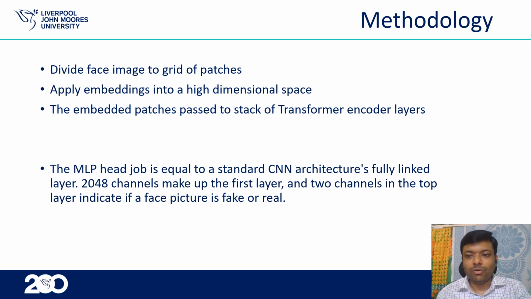Here is the methodology of how we implemented this experiment. We divide the face images into a grid of patches, and then we apply the embedding into a high dimensional space. The embedded patches are passed to a stack of transformer encoder layers. The final result comes out from the MLP head. It acts as a CNN architecture as well as fully connected layers. The output from the MLP head is 2048 channels in the first layer and two channels in the top layer. That indicates whether the face picture is fake or real.